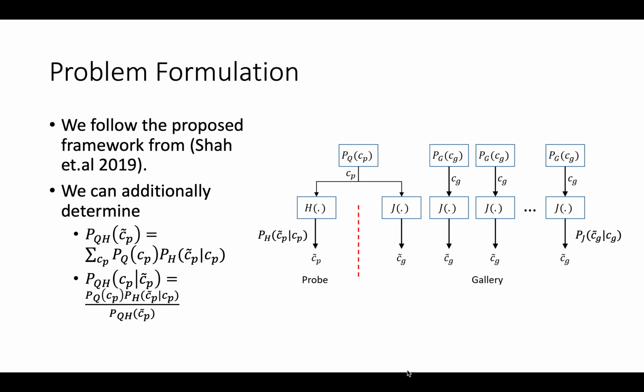So we formulate the problem as in Shah et al. Specifically, we assume that the true covariates are drawn from a probability distribution, in this case P sub Q and P sub G, and are passed through a noisy channel, in this case H and J, which corrupts these covariates into the observed covariates that we see, C tilde P and C tilde G. The noisy channels in this case could be human measurement error, or it could be an imperfect classifier.